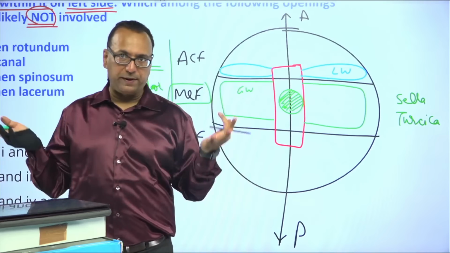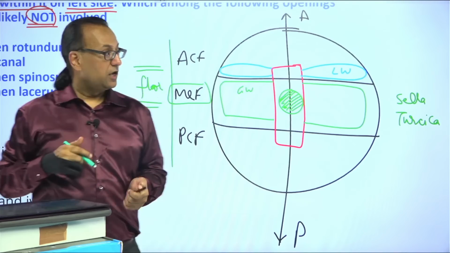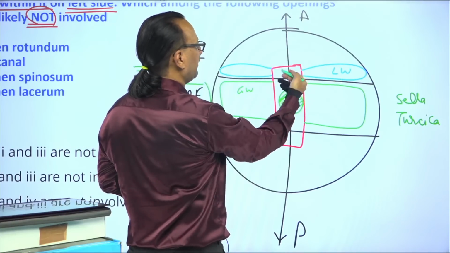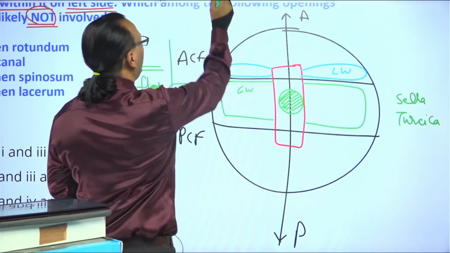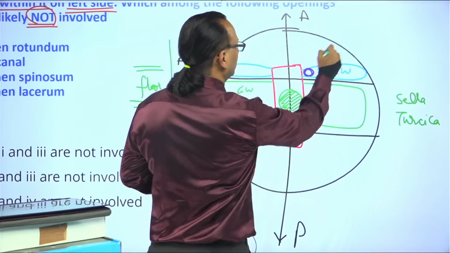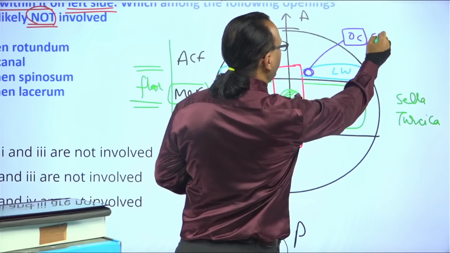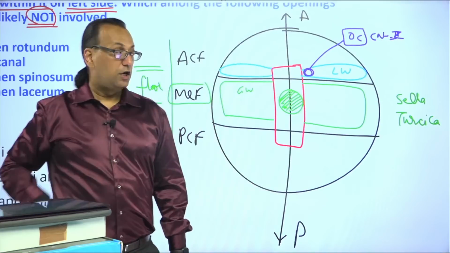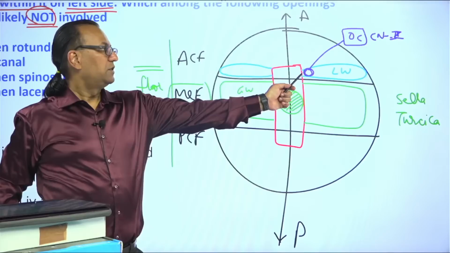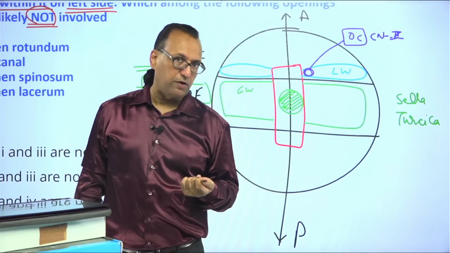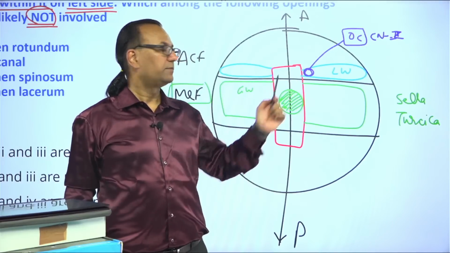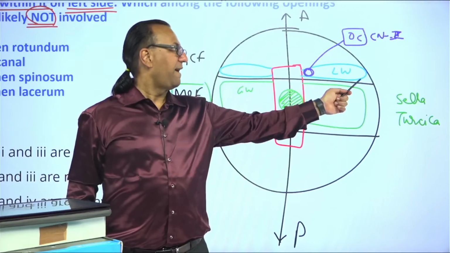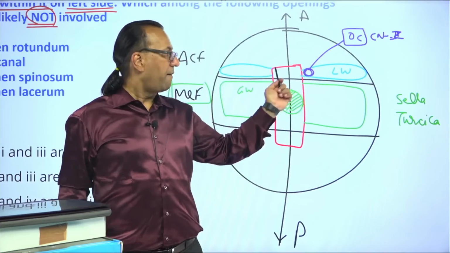What about the openings? The examiner is asking. Remember, in the lesser wing at the junction with the body, you have the optic canal, and in the optic canal passes cranial nerve number 2, the optic nerve coming from the orbit. What is this? This is a defect in the lesser wing of the sphenoid when it was attaching to the body of the sphenoid.